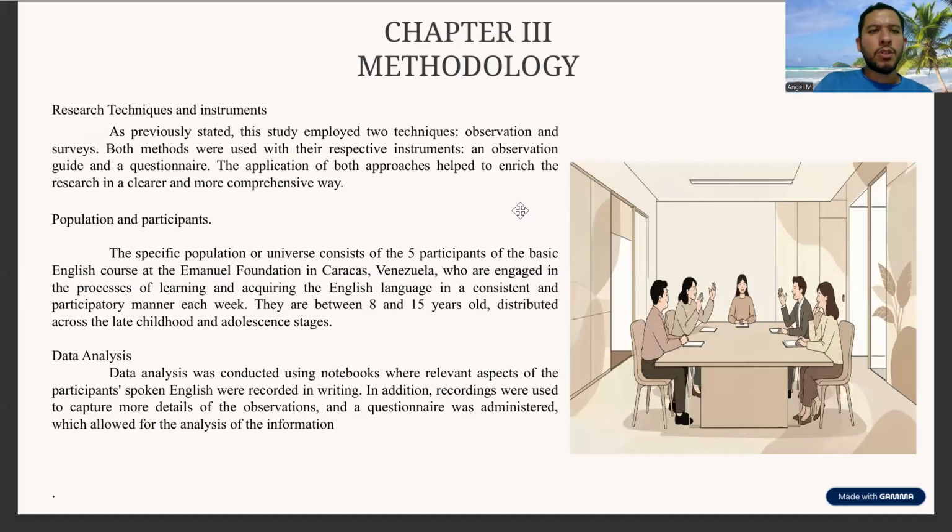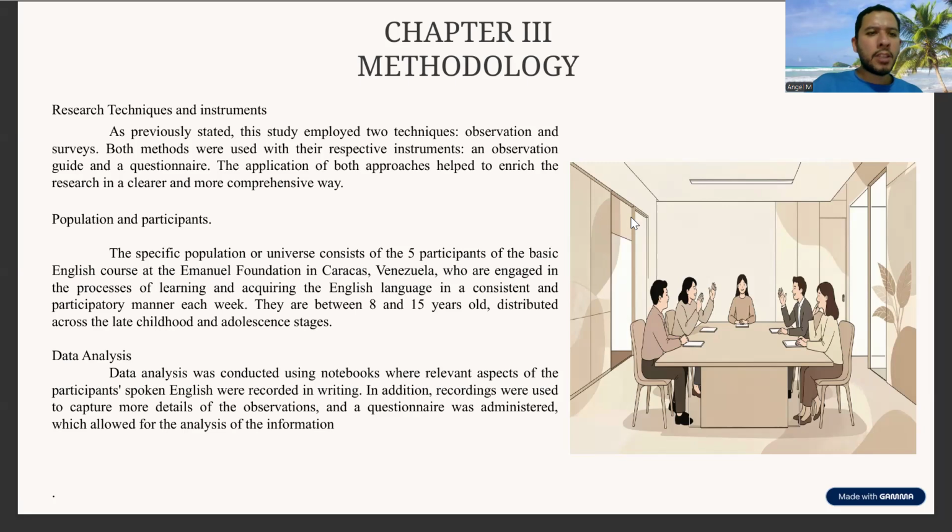About the research techniques and instruments. As previously stated, this study employed two techniques, observation and surveys. Both methods were used with their respective instruments, an observation guide and a questionnaire. The application of both approaches helped to enrich the research in a clearer and more comprehensive way.